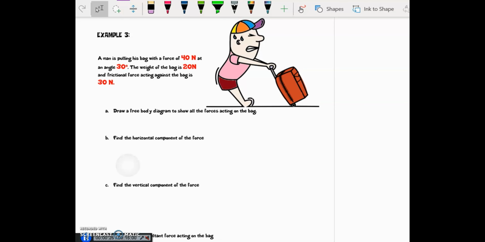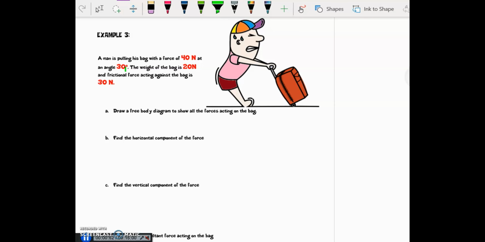Okay, so example 3. A man is pulling a bag with a force of 40 Newton at an angle of 30 degree. The weight of the bag is 20 Newton and the frictional force acting against the bag is 30 Newton. Draw a free body diagram to show all the forces acting on the bag.